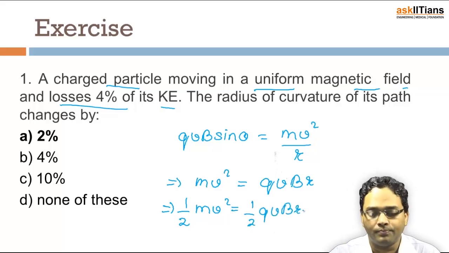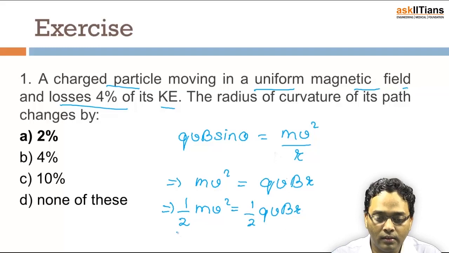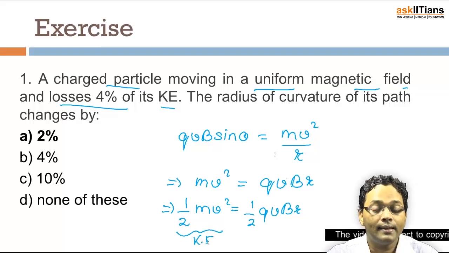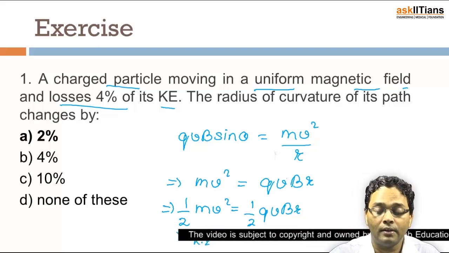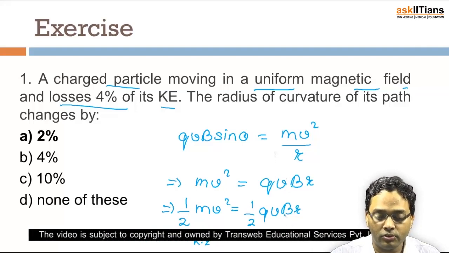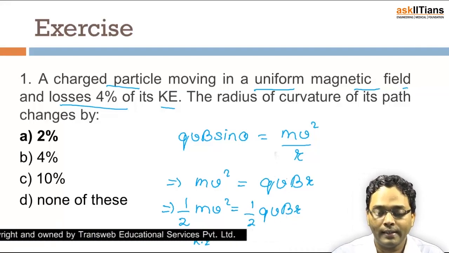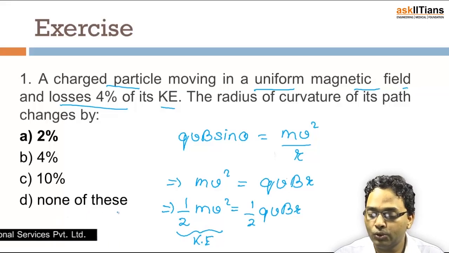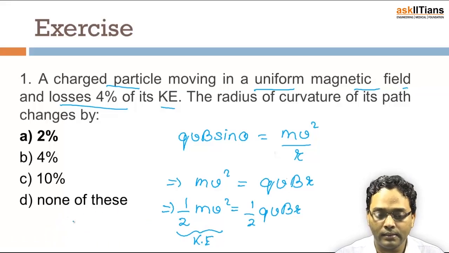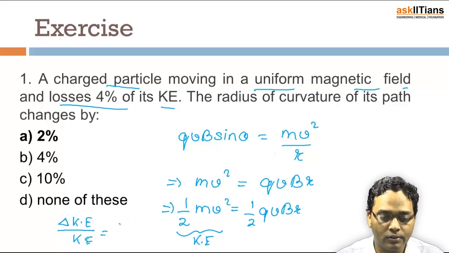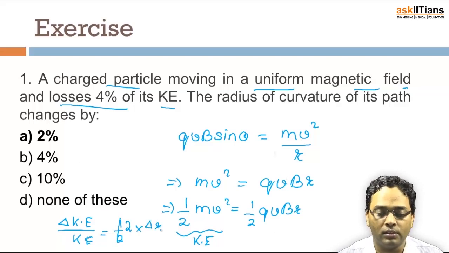So what is changing? This is the factor of kinetic energy. Therefore, if there is any change in the kinetic energy, then how much is going to be the radius of curvature? Let's try to figure it out. If you just do a simple error analysis, you will find that the change in kinetic energy over the original kinetic energy is going to be equal to twice the change in the radius over the original radius.